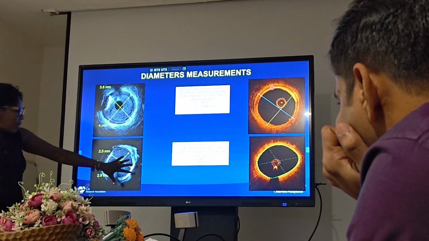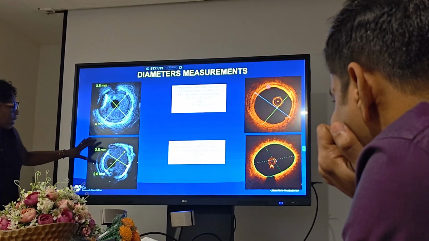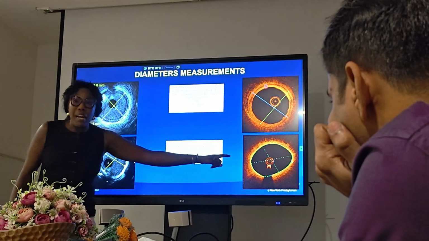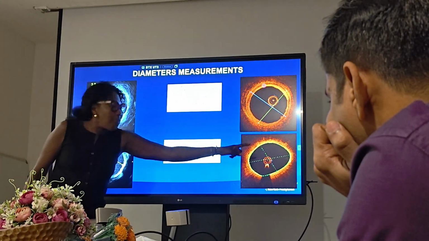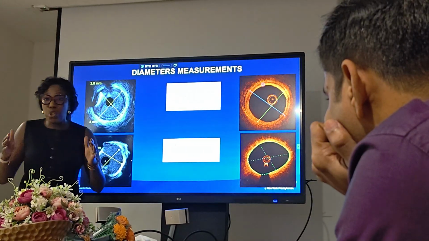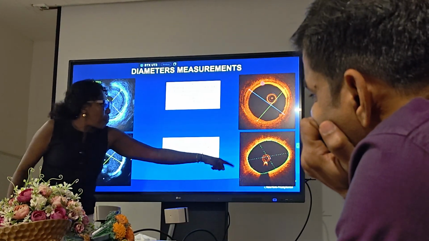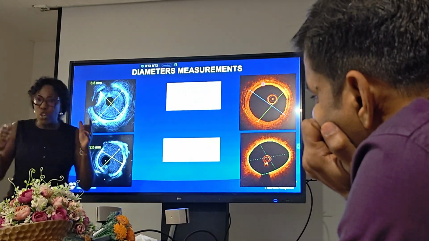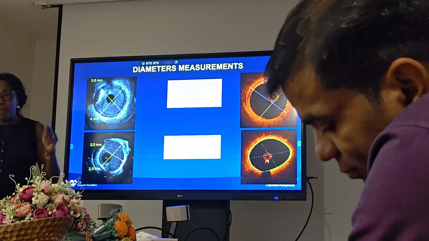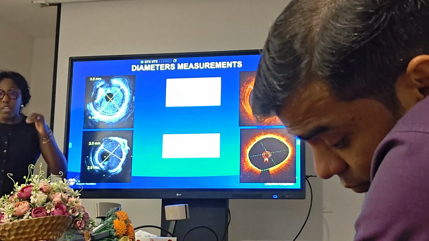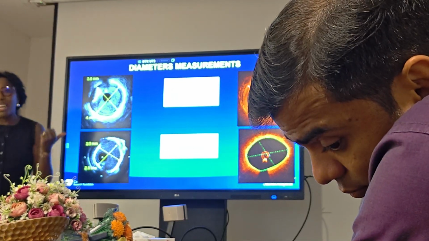The only time I'm not seeing the media by IVUS is because of calcium. If it's by OCT, it's because of fatty tissue. Fatty tissue, lipid, the light don't go through. So I'm not seeing the media like here, okay? So the most common is media to media, I go smaller or equal. Lumen to lumen, I go slightly bigger.